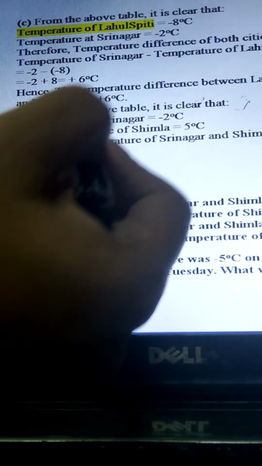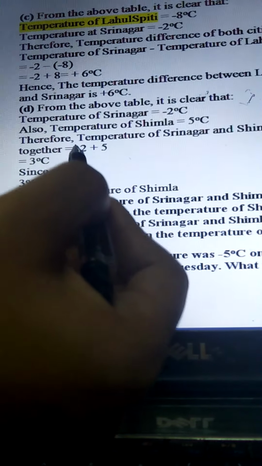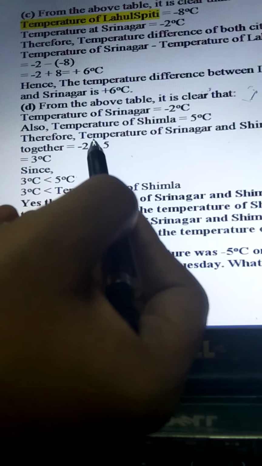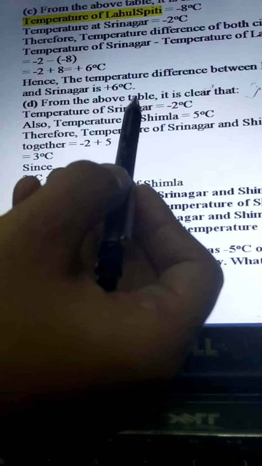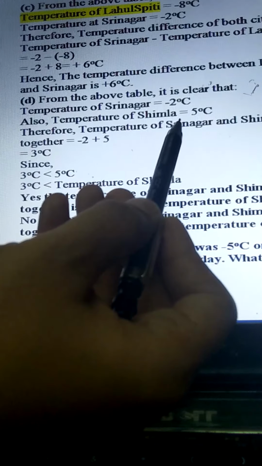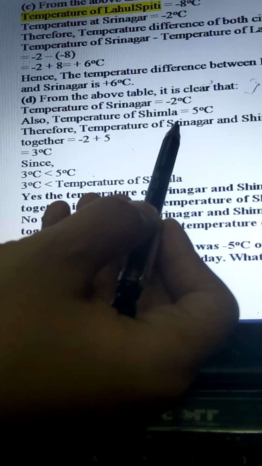Now students, as for the D part, the question was, can we say temperature of Srinagar and Shimla taken together? What is the meaning of taken together? Means we have to add the temperature of Srinagar and Shimla.